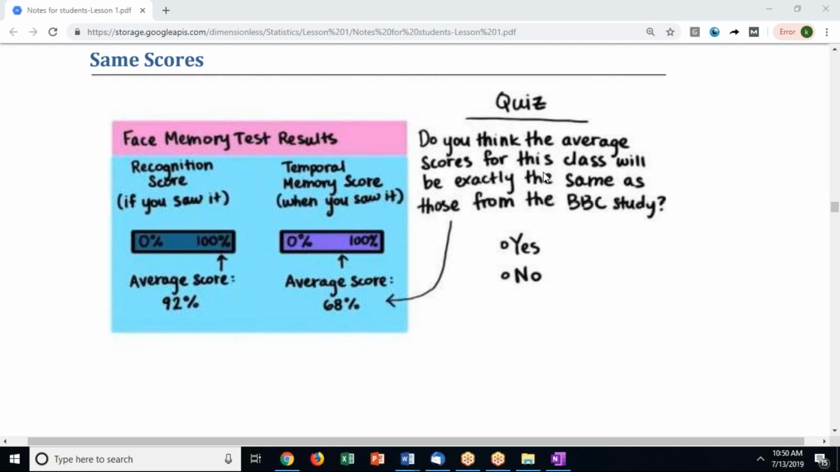Correct. Similarly, when you say average temporal score, the population would consist of all the people who have taken the test till date. It is for all the people who have taken the test till date, right? That's what we have.